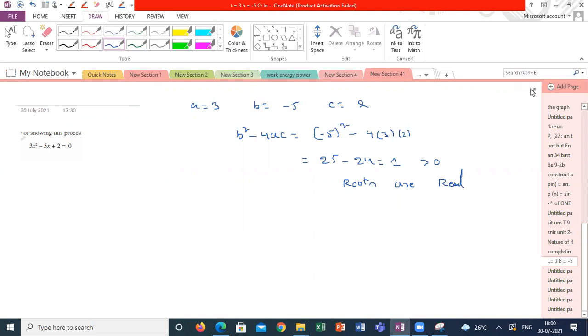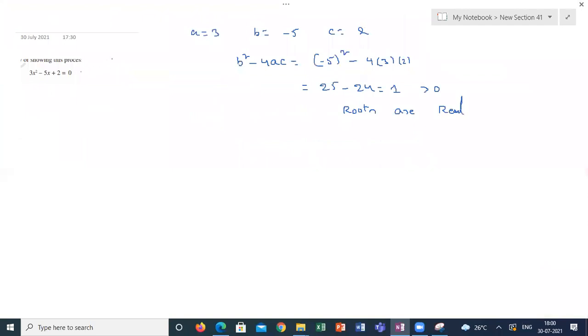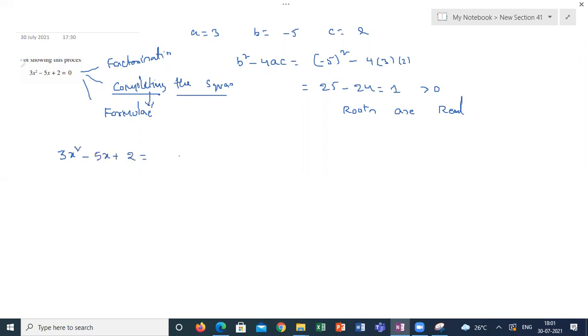Once you finalize that the roots are real, you can choose either the factorization method, or completing the square, or the formula. This formula is derived from the completing the square method. See, here I am explaining how to do it using the completing the square method: 3x square minus 5x plus 2 is equal to 0.